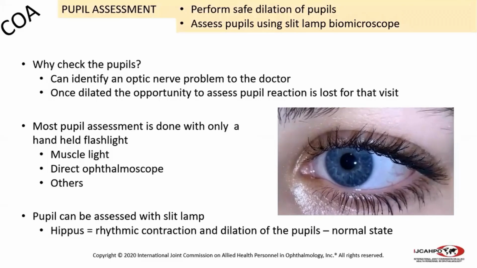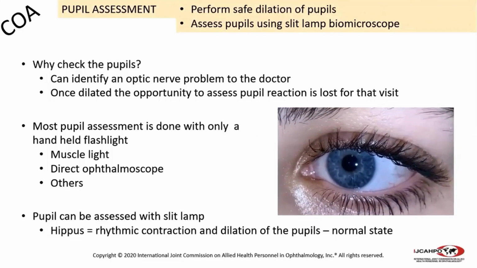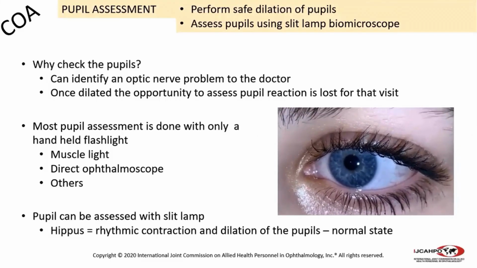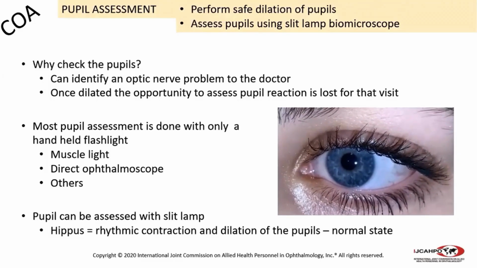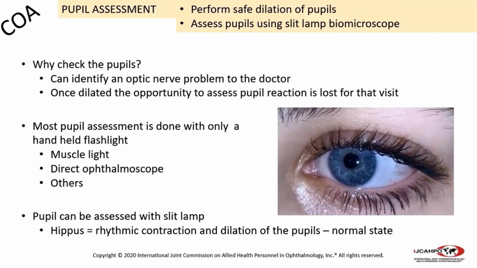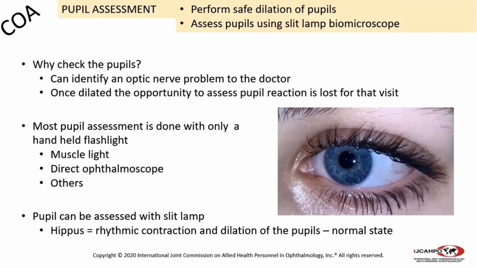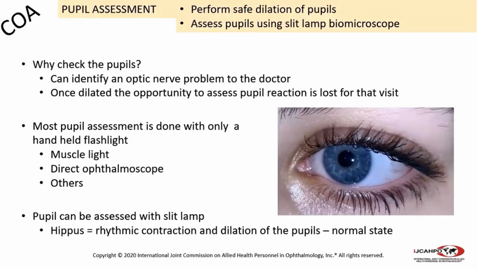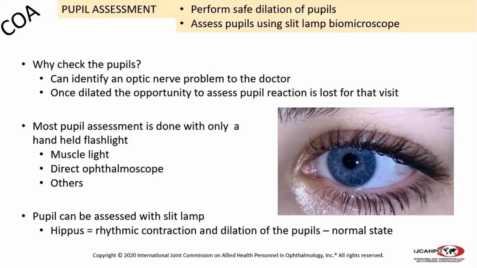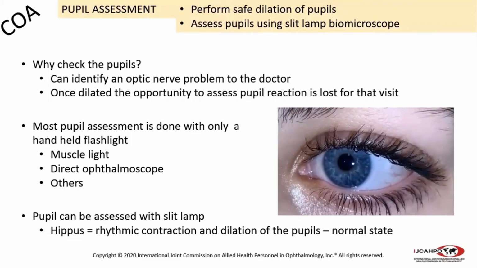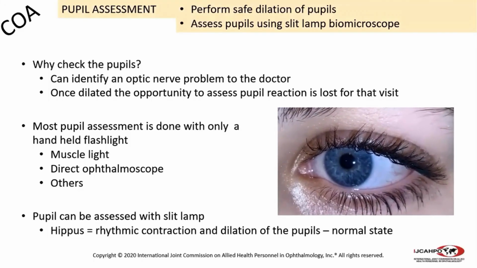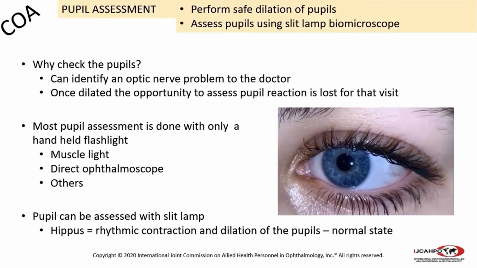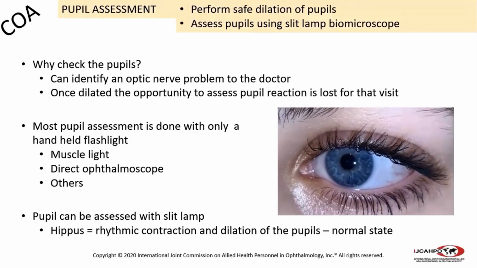So why do we check pupils? Abnormal pupils can identify an optic nerve problem to the doctor, and we must check pupils before dilation. Once a patient's dilated, the opportunity to assess pupil reaction during that visit is lost. Most pupil assessment is done with only a handheld flashlight. Examples of these are a muscle light, a direct ophthalmoscope, and others. The pupil can be assessed with the slit lamp as well. What you're seeing here is an example of hippus, which is a normal rhythmic contraction and dilation of the pupils.